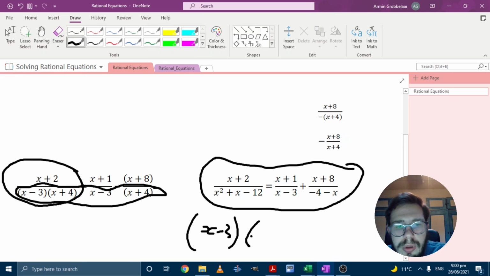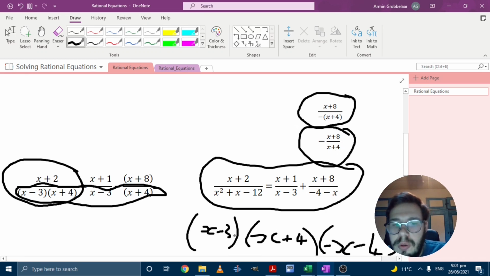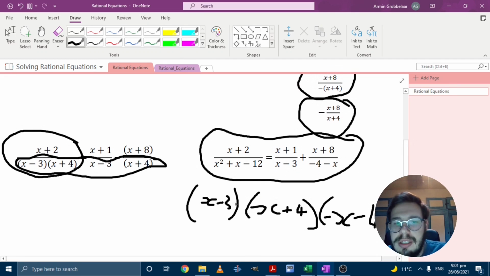x plus 4, and minus x minus 4. But if you look closely, you can take a minus out, and then if you look here, if you take a minus out, you get x plus 4, and then you just take the minus in the front, and then it's just x plus 4, so then your common term is just x minus 3 and x plus 4, not x minus 3 times x plus 4 times minus x minus 4.